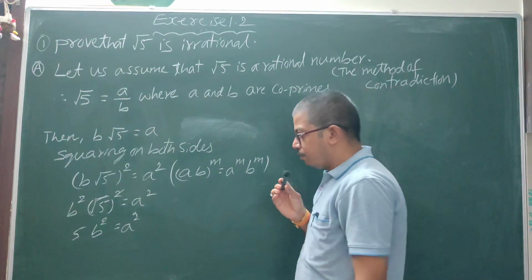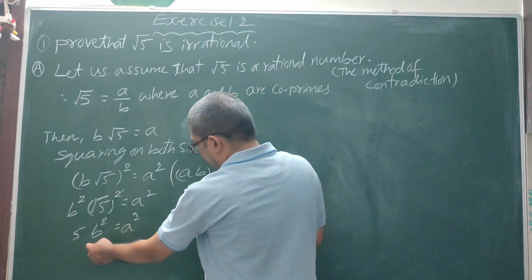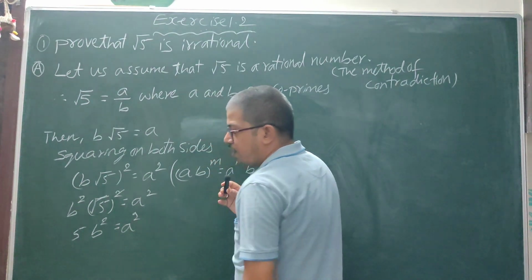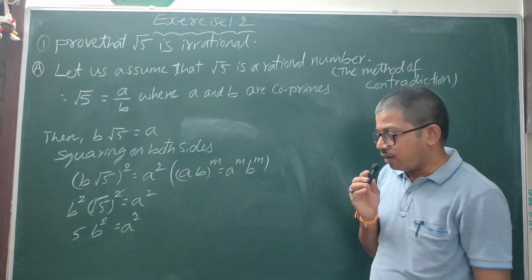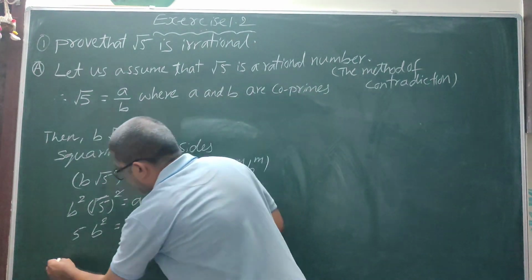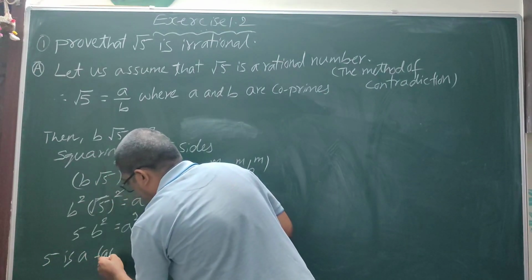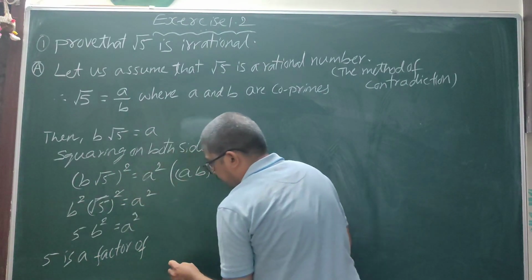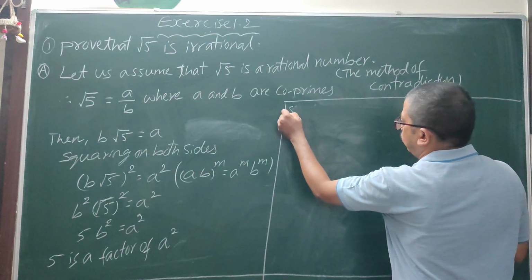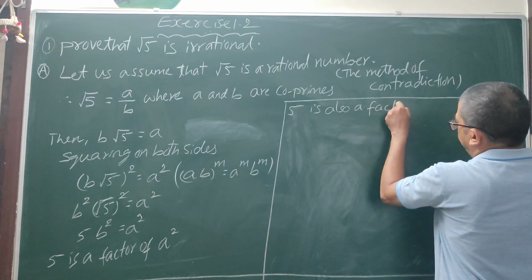That means a square is the product of 5 and b square. That means 5 is a factor of a square, or 5 divides a square. 5 is a factor of a square. 5 is also a factor of a.